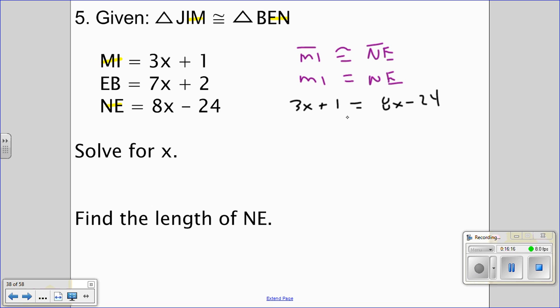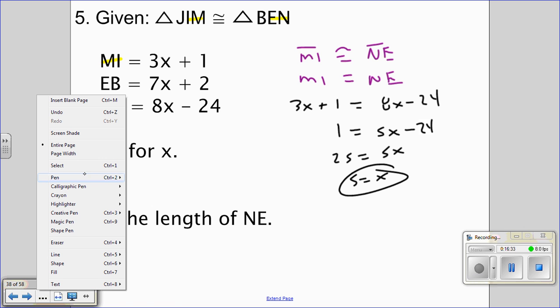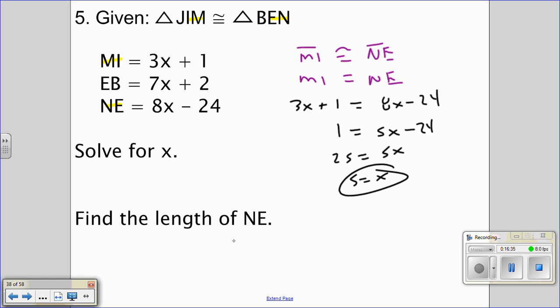First, subtract 3x. So that would give me 5x minus 24 on the right. Then add 24, which would give me 25 equals 5x. Divide by 5. So 5 equals x. And now they want us to find the length of NE. So that means we need to substitute back in. NE was 8 times x minus 24. So now we know it's 8 times 5 minus 24. 8 times 5 is 40. 40 minus 24 is 16.